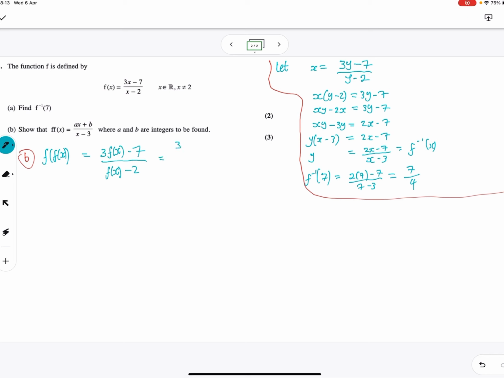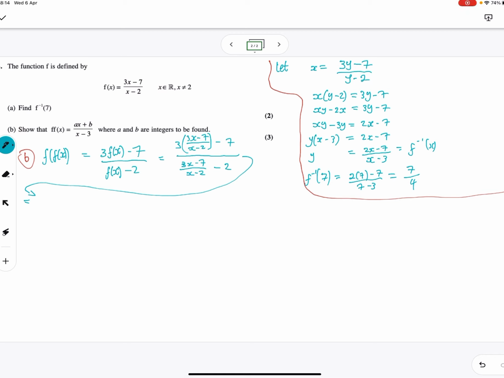So that's 3 lots of 3x minus 7 over x minus 2, minus 7, all divided by 3x minus 7 over x minus 2, minus 2. And now we just need to simplify that a little bit. Okay, so it seems like quite a lot is going on, but we can make this a lot easier for ourselves. So first of all, we're just going to expand the top a little bit.